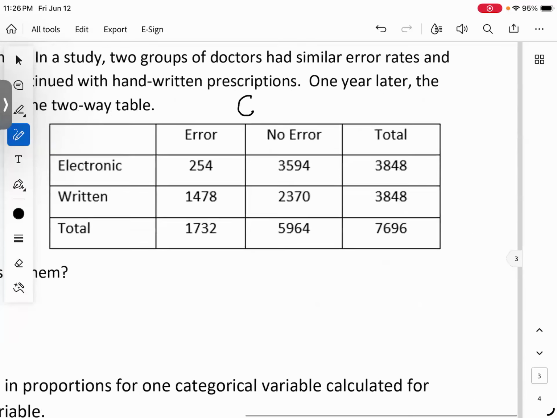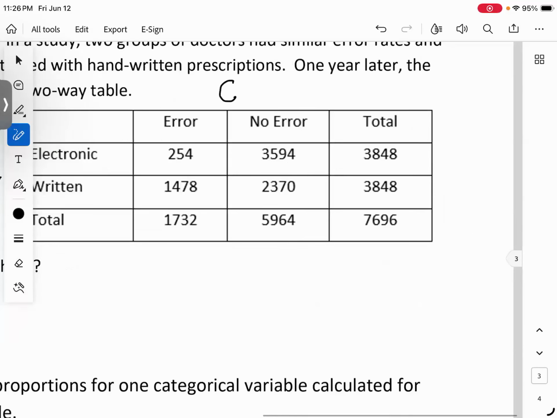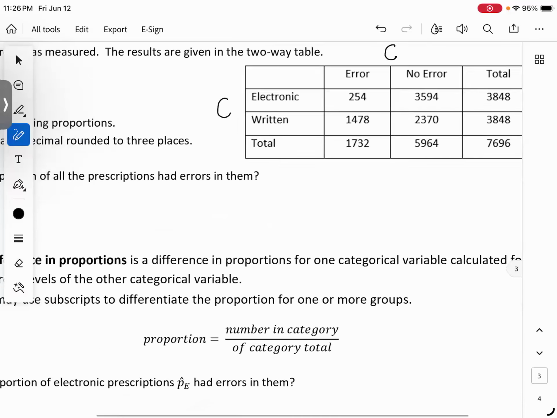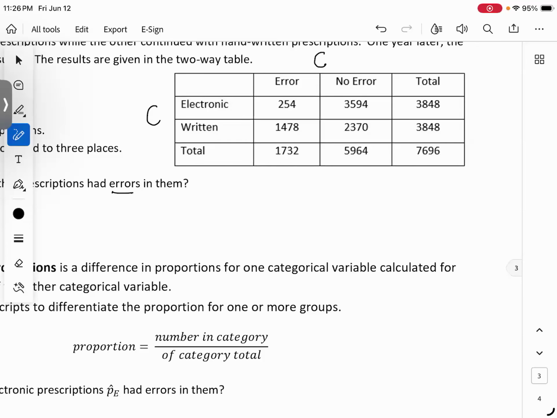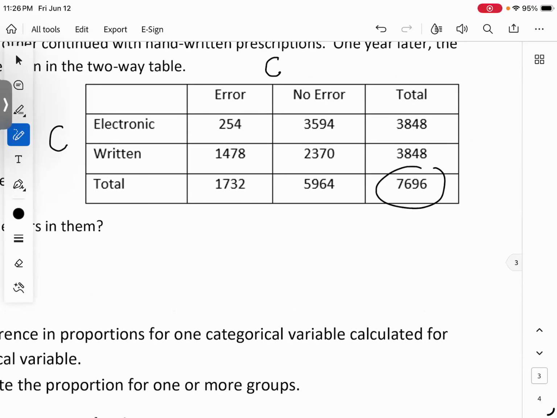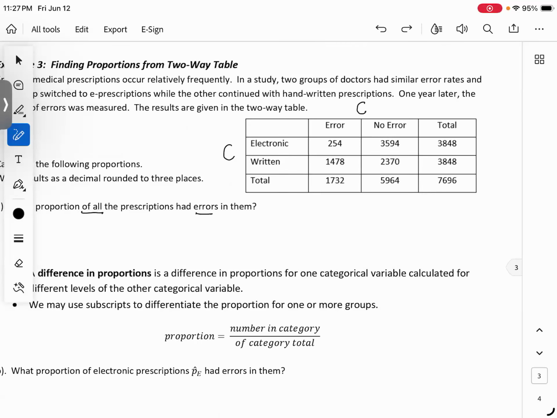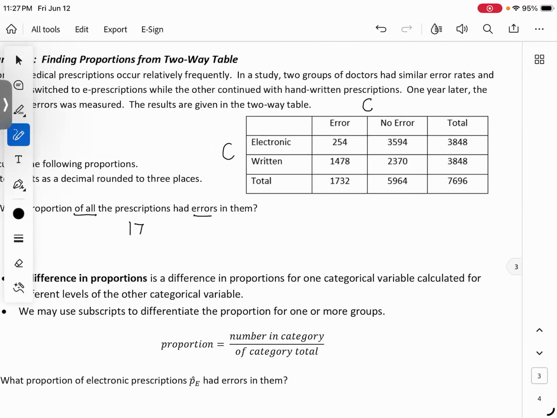You can keep in mind this was out of 7,696. And the very first one says, of all of the prescriptions that were included in this data set, how many of them had errors? And so again, this is usually pretty straightforward. This is all of them, and then that had errors was the 1732. So for these, you're just using the table. All the numbers are there already organized.